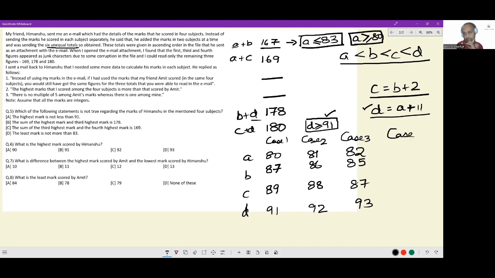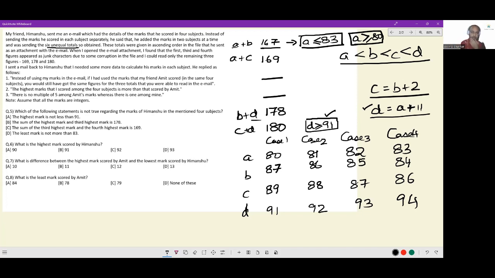And final case, case 4, this is stemming from A lying in the range 80 to 83. A will be 83, B will be 84, C will be 86, and D will be 94. These are the 4 cases possible for the 4 scores obtained by Himanshu.